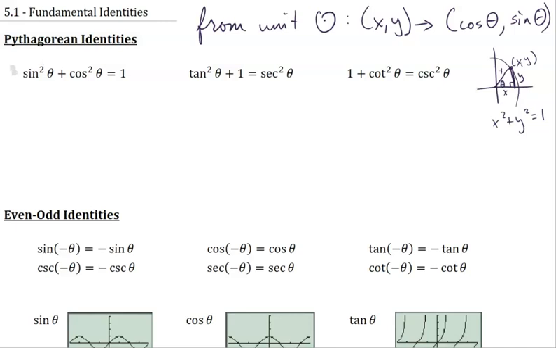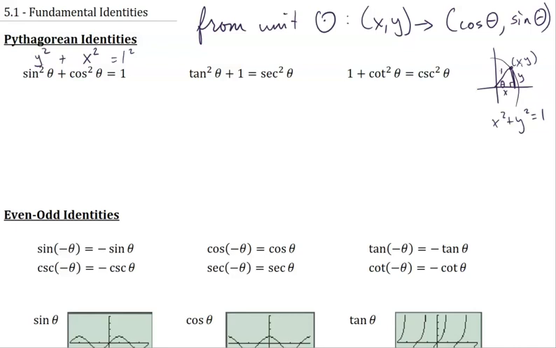So sine of theta is the same as y, so this is the same as writing y squared. Cosine of theta is the same as x, so this is the same as writing x squared, and then 1 squared is just 1, okay? So this Pythagorean identity comes from somewhere.